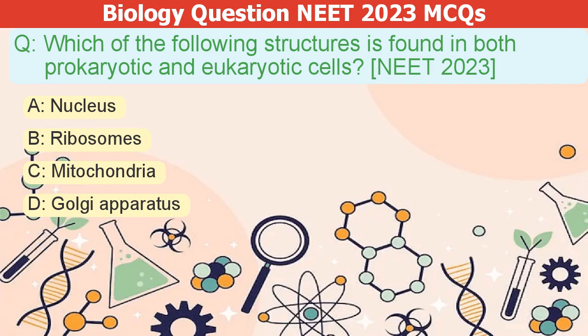Which of the following structures is found in both prokaryotic and eukaryotic cells? NEET 2023. A. Nucleus. B. Ribosomes. C. Mitochondria. D. Golgi apparatus.